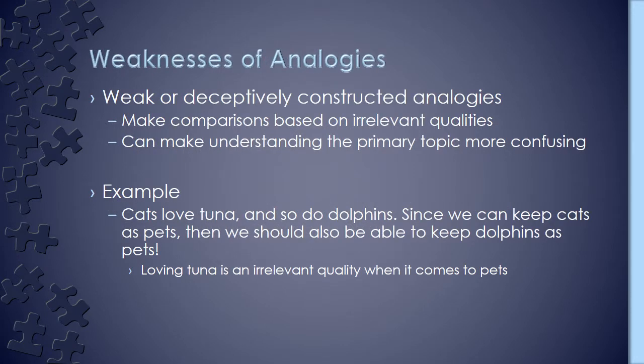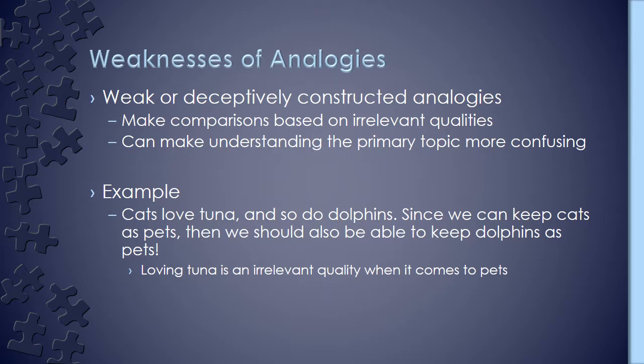And the primary weakness of analogies is that they can be very weak, or they can even be deceptive. You could make comparisons based on irrelevant qualities, or it can actually make understanding the primary topic more confusing or more difficult. So for example, we saw when we were working on logical fallacies, the false analogy between guns and hammers, saying they're both made of metal and they're both tools, but that was not really the essential quality. That wasn't the important thing that they had in common. So the comparison was weak.